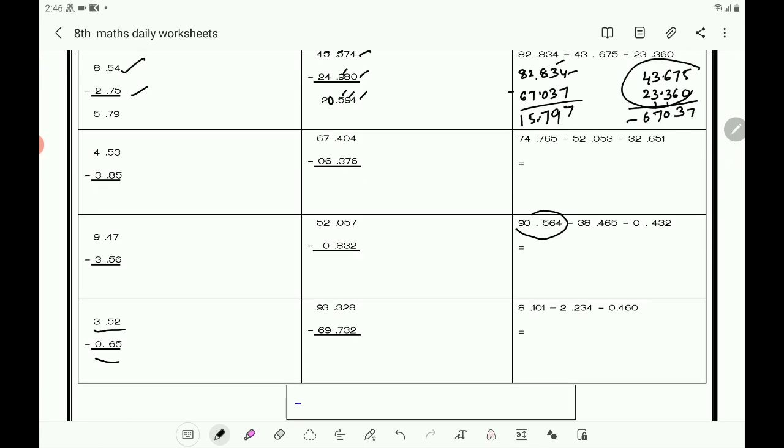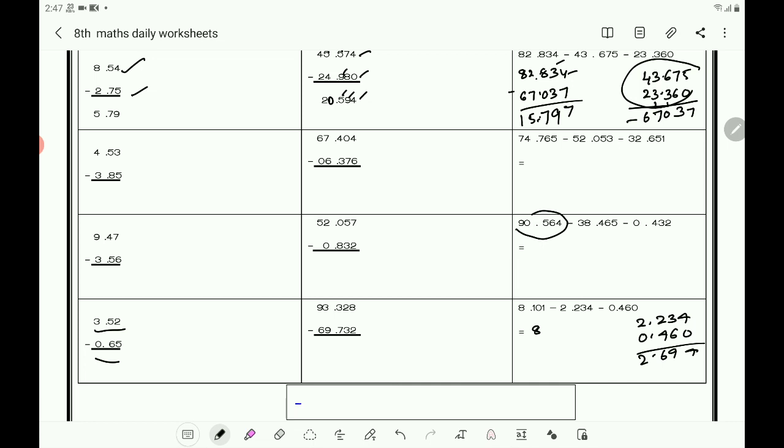Then 3.52 minus 0.55, 93.382 minus 69.732, then 8.101 minus 2.234 minus 0.460. Here you take 2.234 and 0.460. 4, and 3 plus 6, 9, 6 to here.